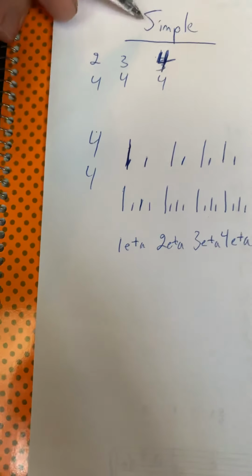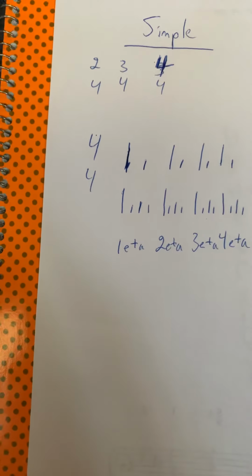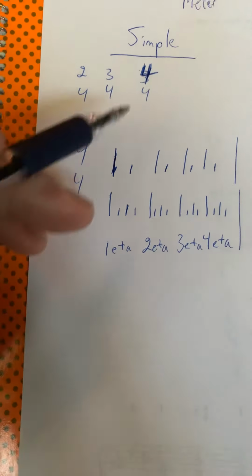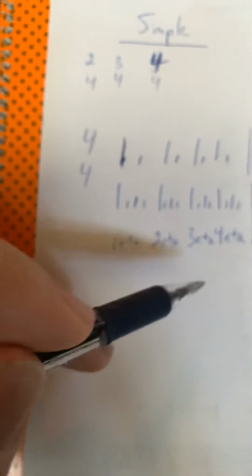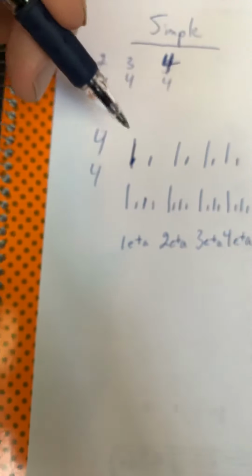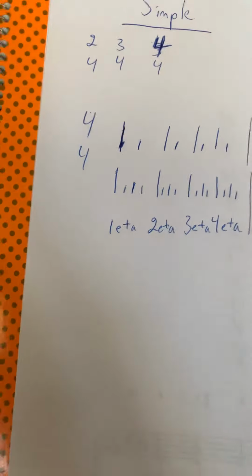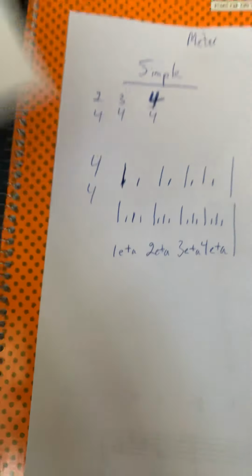Simple is all about breaking things in half. Like when you put a slicer through a pizza, you go all the way across to slice it each way. 2, then 4. Then you need 2 lines to get to the next one. So it'll be 1 e and a, 2 e and a, 3 e and a, 4 e and a. That's the essence of simple meter.